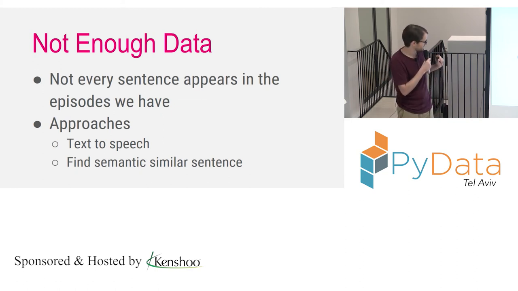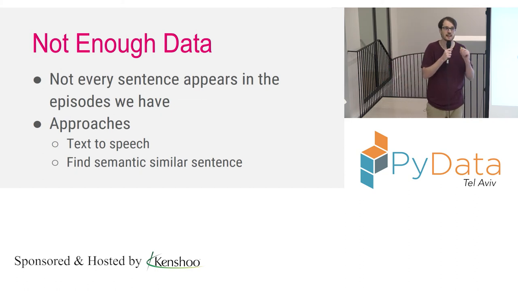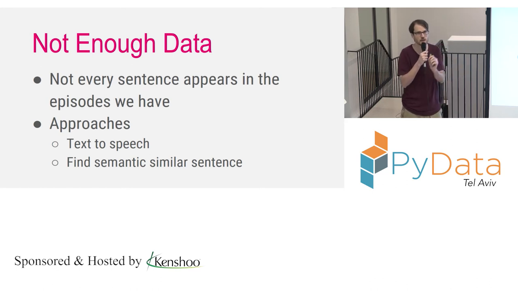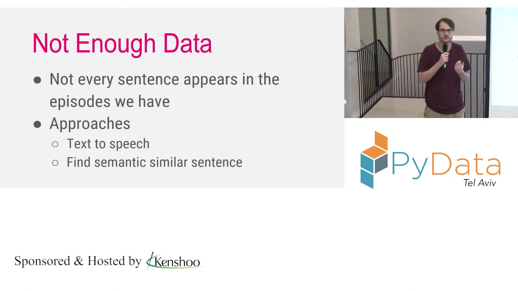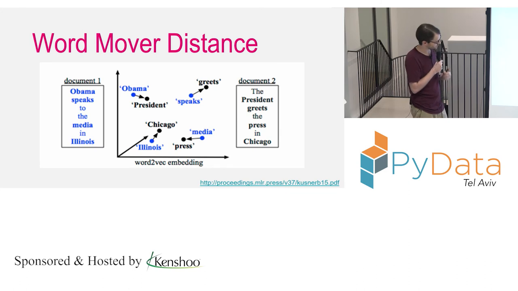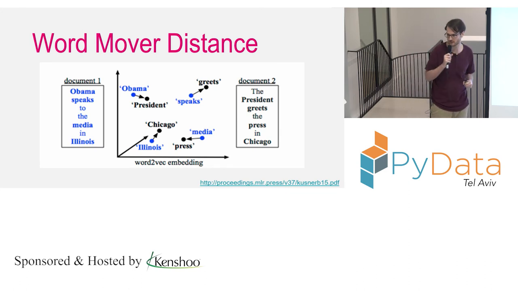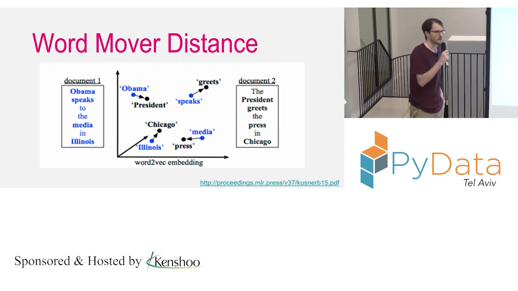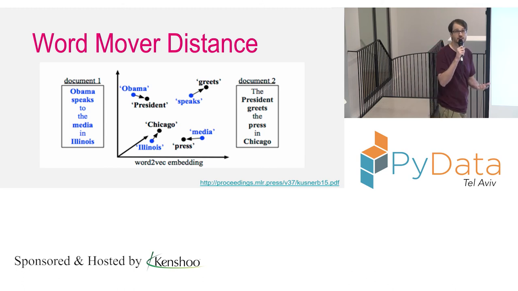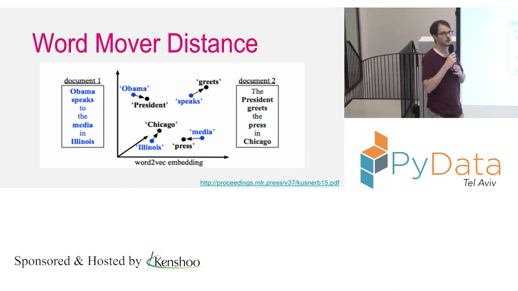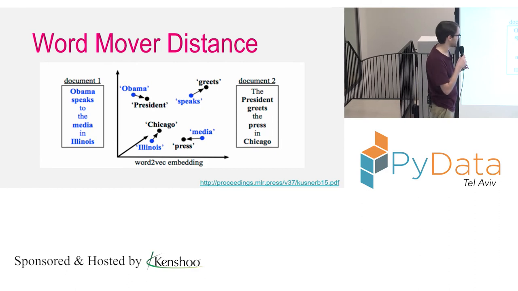Instead, we decided not to use the exact sentence we want, but to find the most similar sentence in our training set. So now we have another problem. How can we define two sentences that have a similar semantic meaning? Okay. For that, we'll use something called the word mover's distance. It's related to the earth mover's distance, if you're familiar with it. And it's basically this idea.